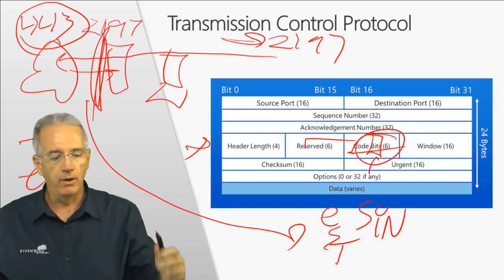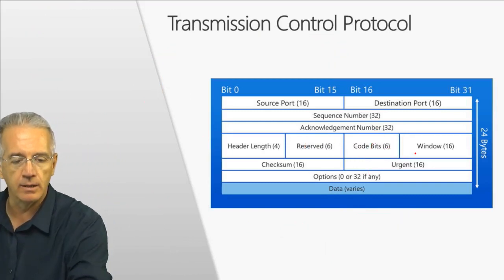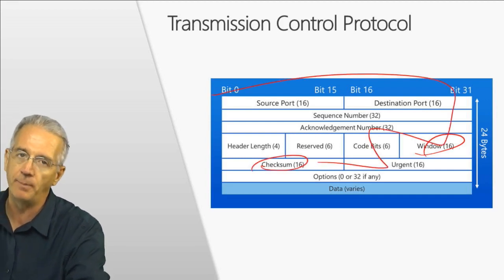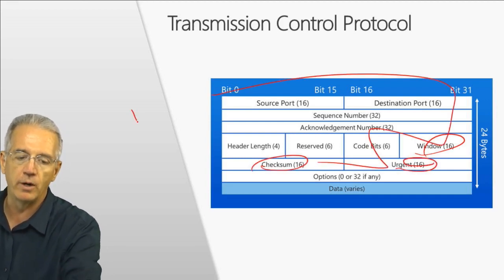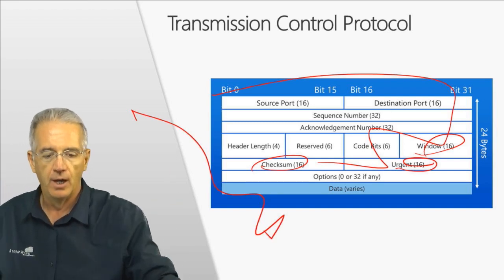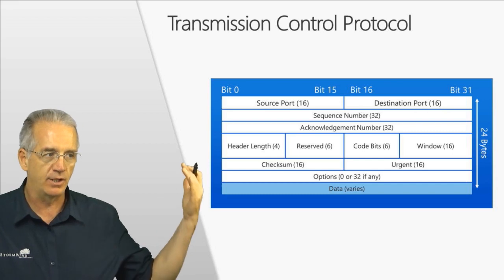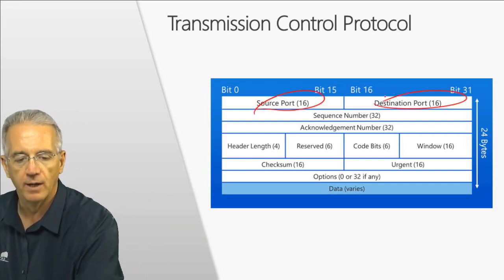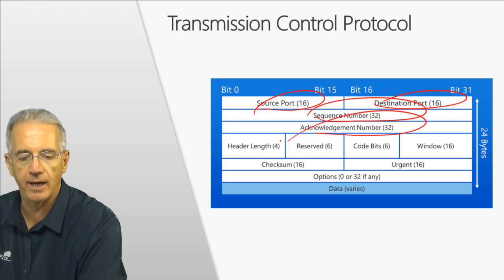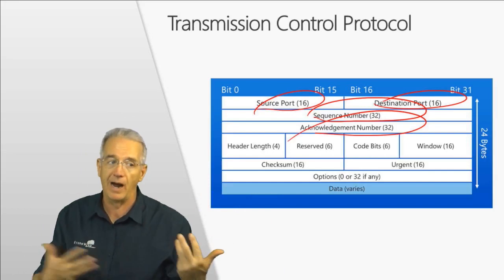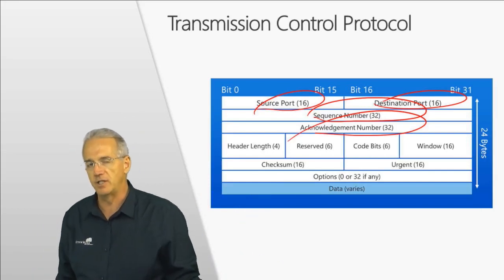So here's our window size that we can tell. We have a checksum to make sure that all this stuff hasn't got corrupted. We can have an urgent pointer that tells us where our data that is urgent, jump right to it, goes. But this is just regular old TCP. The big thing that we need to know is source port, destination port, sequence, and acknowledgement numbers. That's what I would memorize. I wouldn't memorize where they are or how long they are. Just know that they're in TCP.